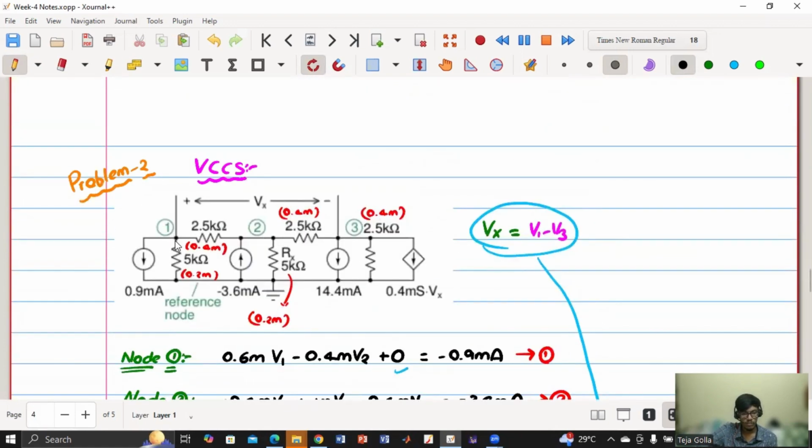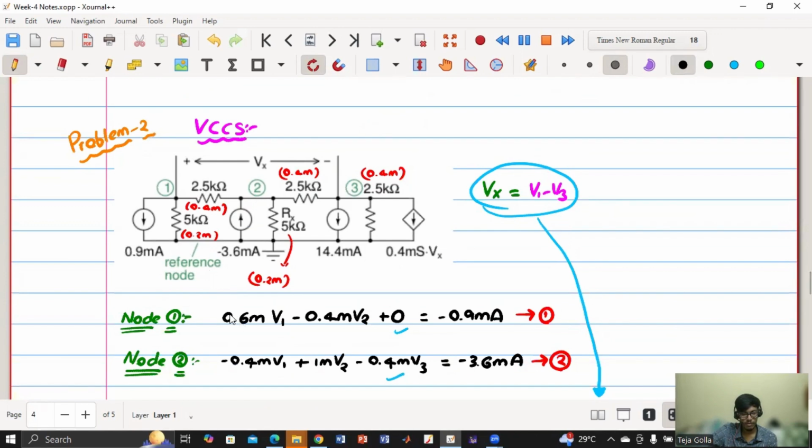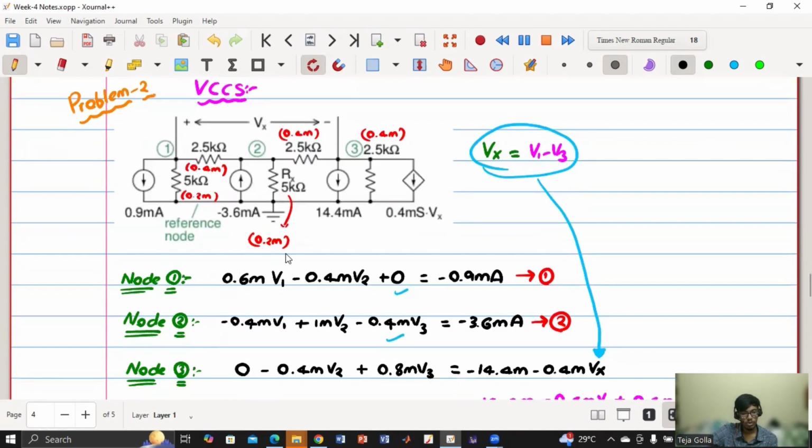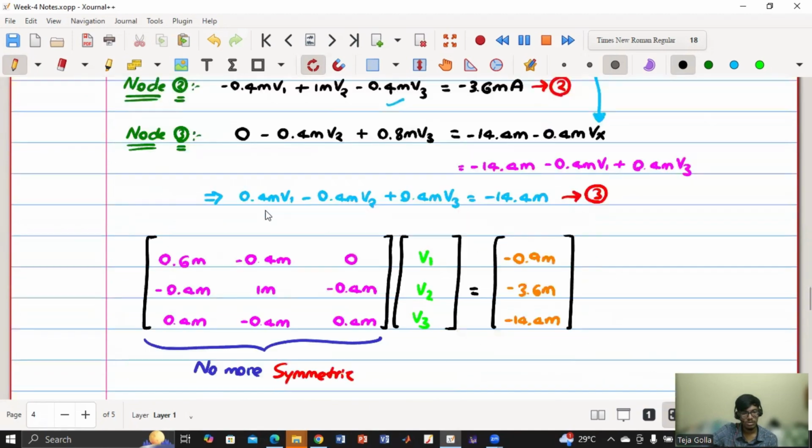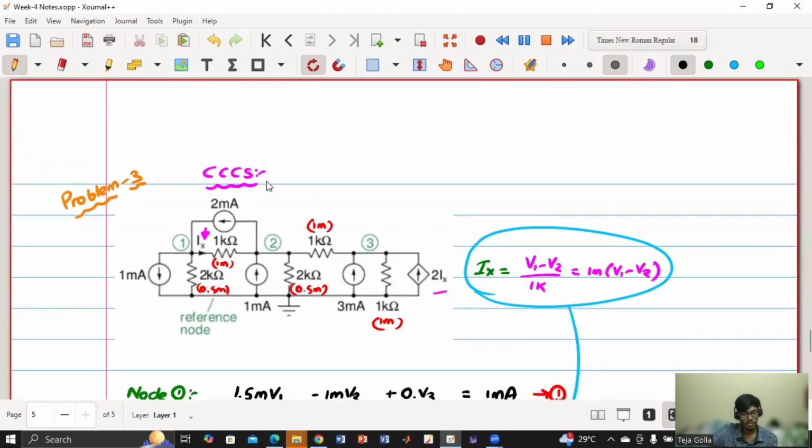Here in this case, node 1, first term is A11, which is the sum of conductance at node 1, which is 0.4 plus 0.2, 0.6 milli. And A12 is the negative of the conductance between node 1 and 2, which is minus 0.4 milli. And A13 is the conductance between 1 and 3, which is 0. So 0 is equal to current entering, which is minus 0.9 because 0.9 is leaving. Similarly, at node 2, we have minus 0.4 coming over here because A12 and A21 are same. And A22 is the summation of conductance at node 2, which is 0.4 plus, sorry, I think I'm explaining the other problem. I'm really sorry.